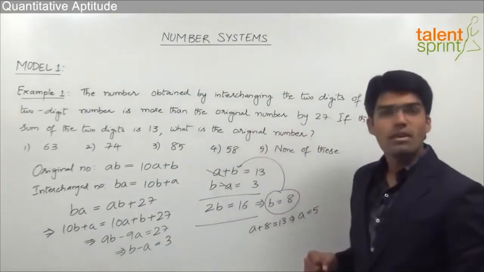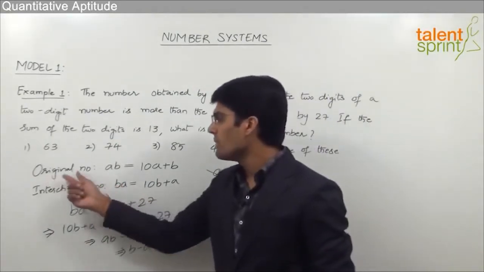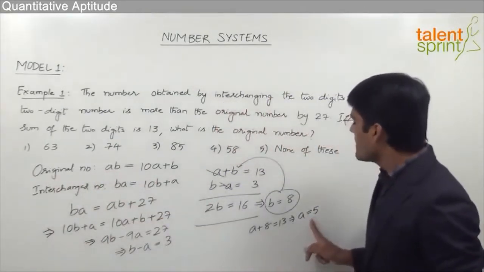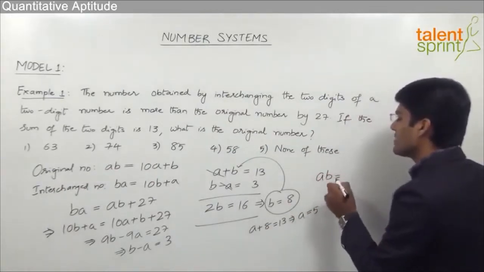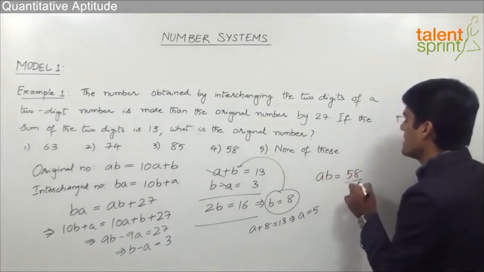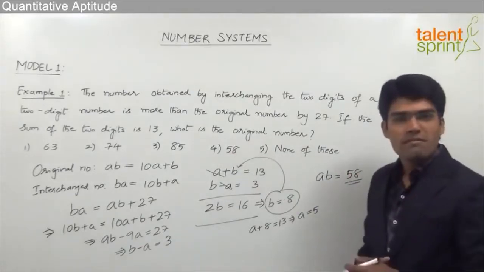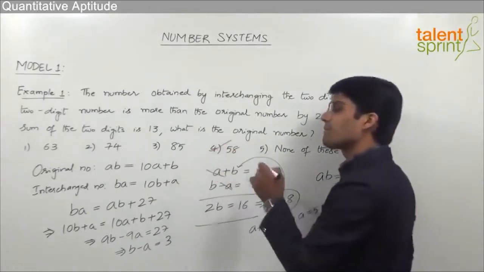The question here is, what is the original number? We know that the original number is AB. As A is 5 and B is 8, the original number AB should be 58. So option 4, 58, has to be the correct answer.